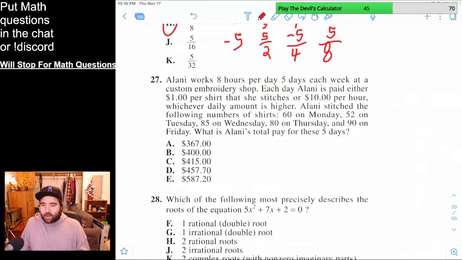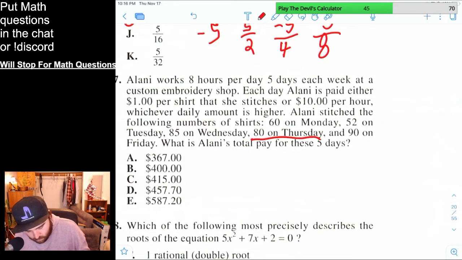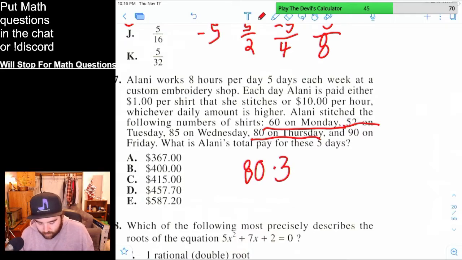So she works 8 hours a day. So if she does less than 80 shirts, she gets paid $80 a day. Right? So if she does 80 shirts or less, she gets paid $80 a day. So here, and here. So she's getting paid $80 a day times 3. But then the other days she's getting a little more because she makes extra.